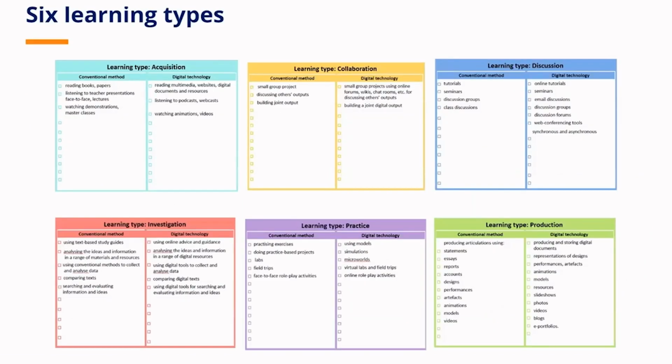So these are the 6 learning types that we use in the ABC learning design process to break down the different learning activities that students are doing in a course.